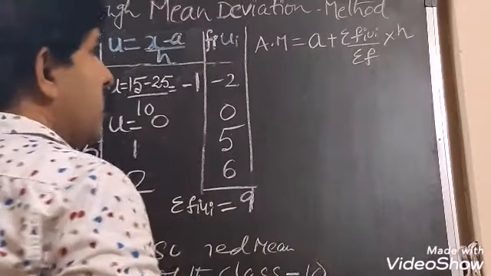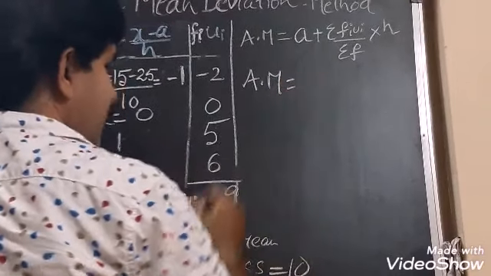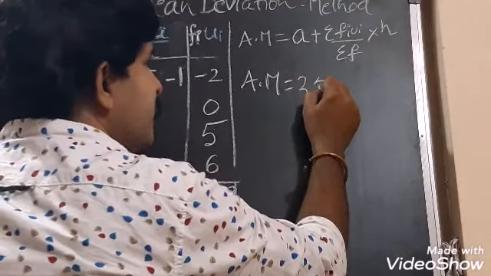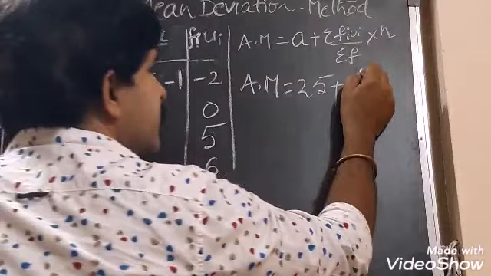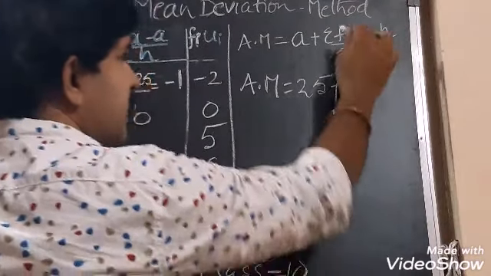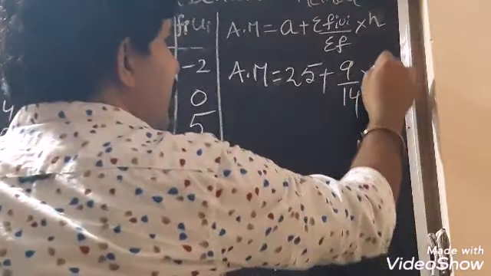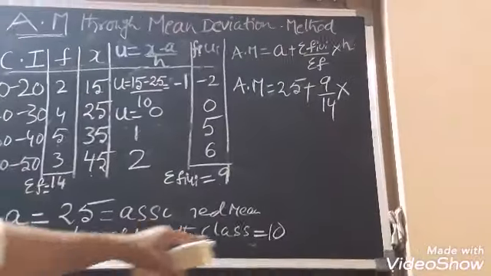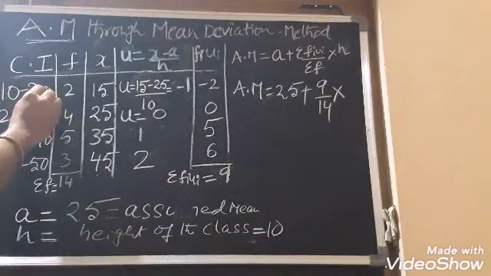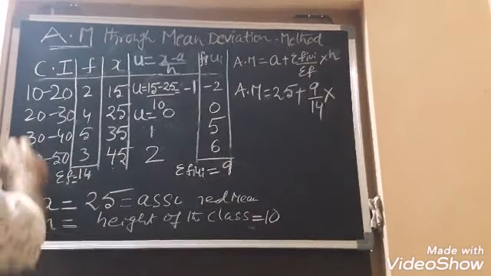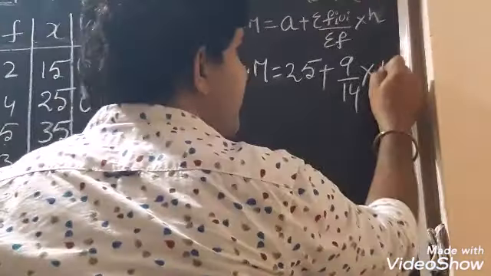Now, arithmetic mean is equal to A. What is the value of A? 25 plus sigma Fi ui by sigma f, 9 by 14. Is it not? Sigma Fi ui is 9 and sigma f is 14. What is that multiplied by h? What is h here? Height of the class, meaning the difference between the lower limit and upper limit. Nothing but 10. Here 20, 30, 10. Everything is same. So h is equal to 10.